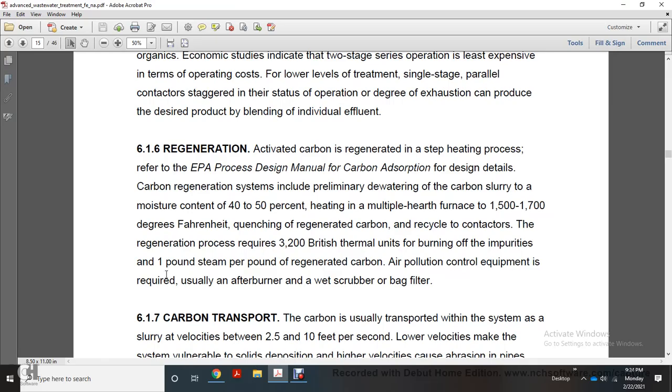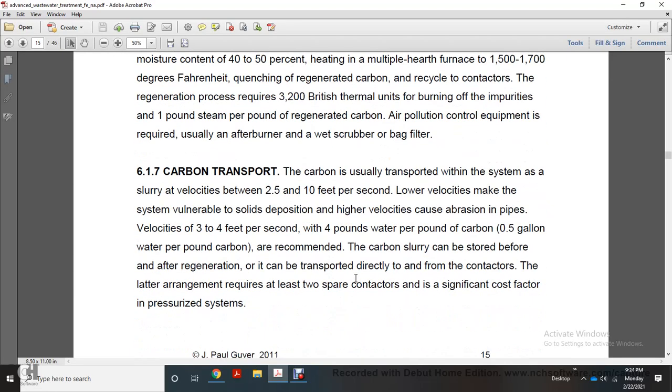Air pollution control equipment is required, usually after burning: a wet scrubber and a bag filter. Carbon transport. Carbon is usually transported within the system as a slurry at a velocity of between 2.5 and 10 feet per second. Low velocities make the system vulnerable to solids deposition. Higher velocities cause vibration in pipes.